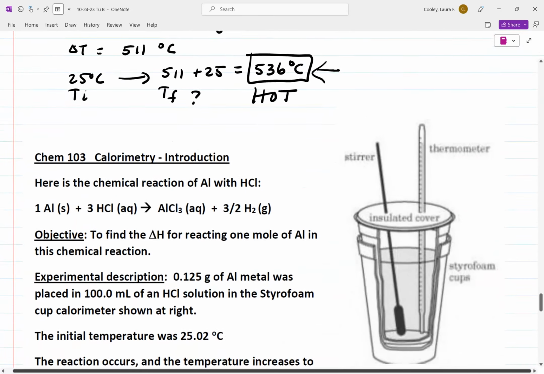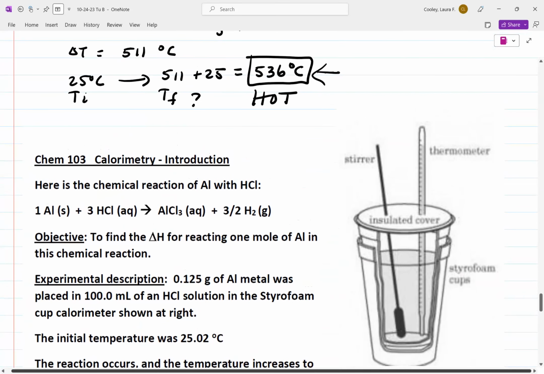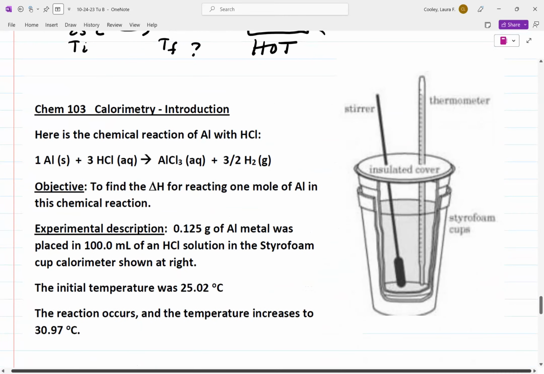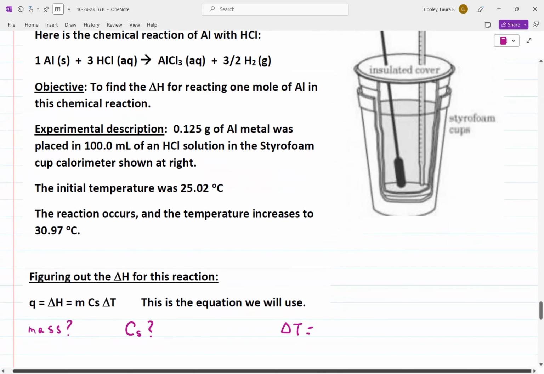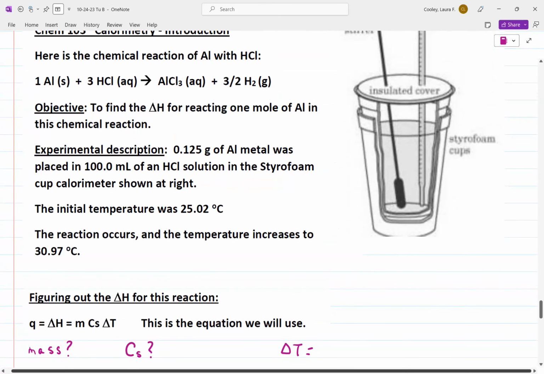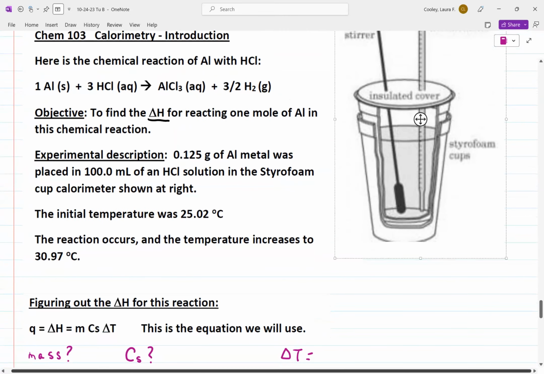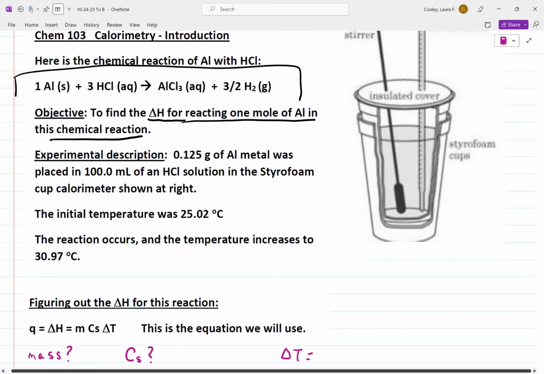All right, so what is this useful for? Well, I guess I'll have to do this next time, but I just want to set the stage for this problem, okay? So we have a chemical reaction. Suppose we want to figure out the delta H for reacting 1 mole of aluminum in this reaction. Maybe you've noticed I put a fractional coefficient on the H2. I did that because I wanted to keep a 1 on the aluminum, because I want to figure out the delta H per 1 mole of aluminum.